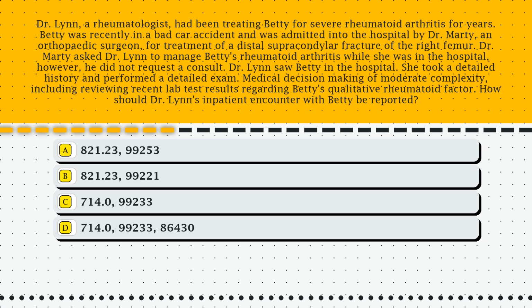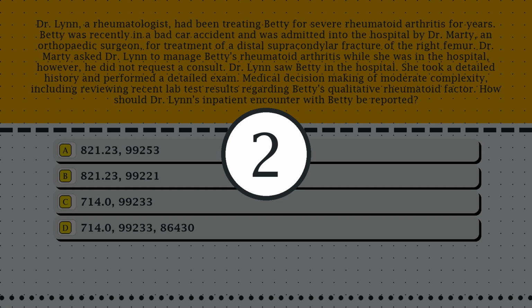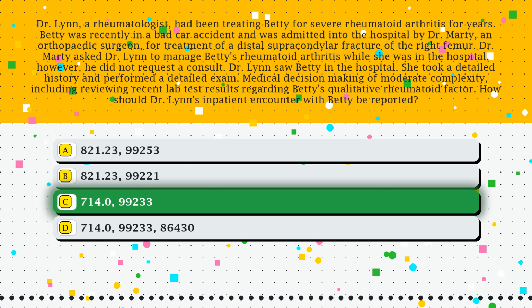Option A, 821.23, 99253. Option B, 821.23, 99221. Option C, 714.0, 99233. Option D, 714.0, 99233, 86430. The correct answer is option C, 714.0, 99233.